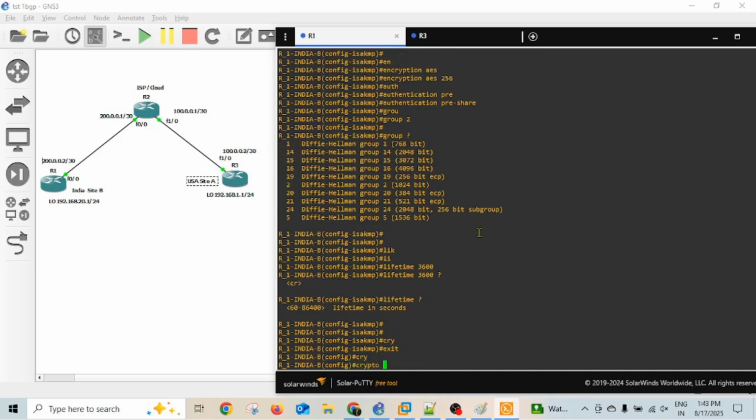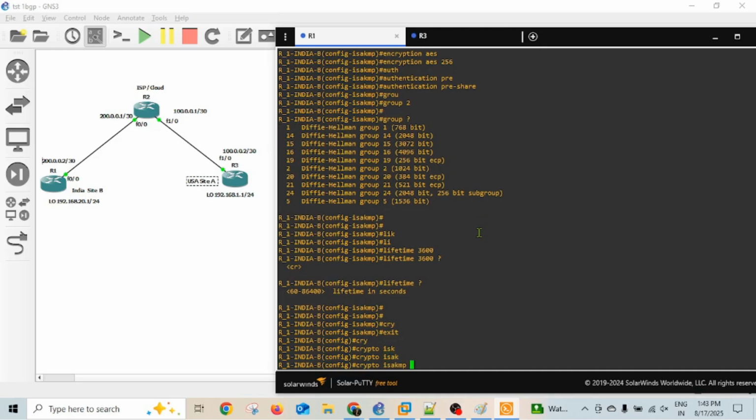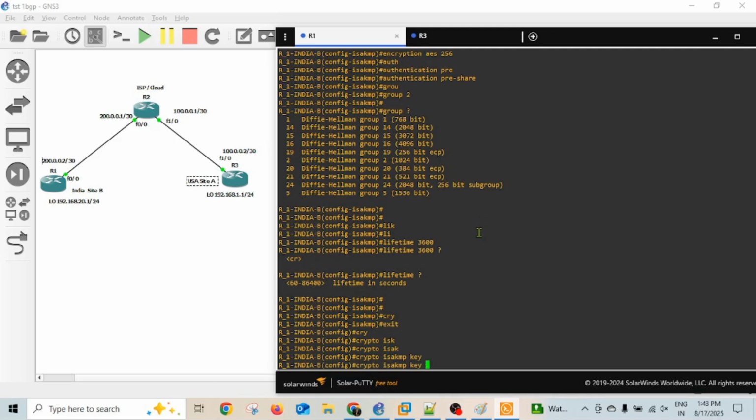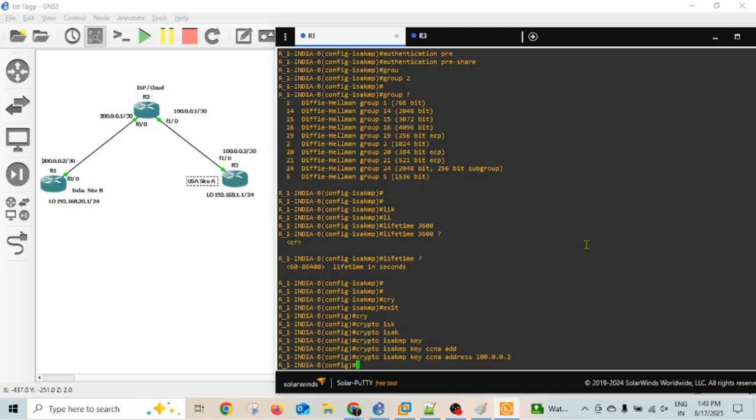So now I just define the crypto ISAKMP key. What do we need to do? We need to define the key. So key is CCNA, and the address will be the endpoint, which is 100.0.0.2.